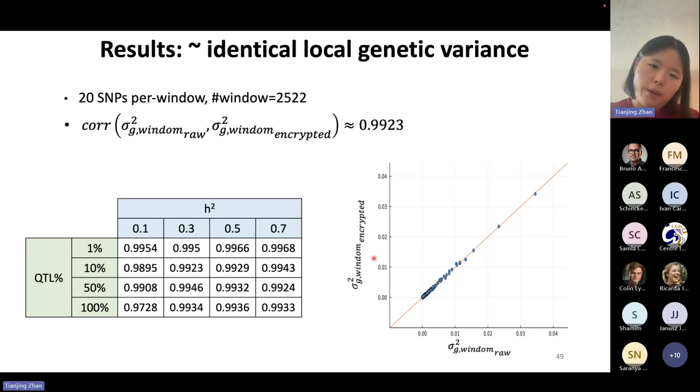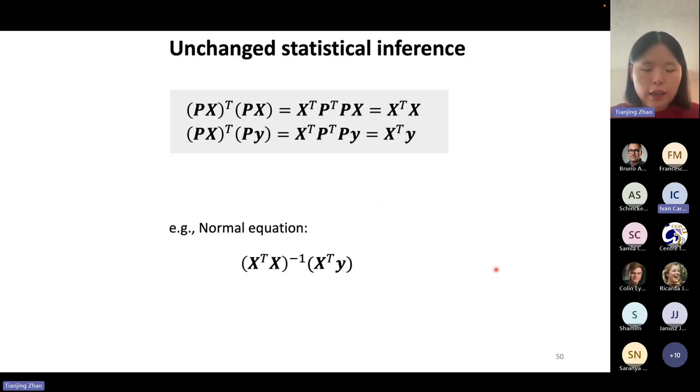Here is the local genetic variance calculated using the encrypted data. This is the local genetic variance calculated using the raw data. So you can see they are almost identical.